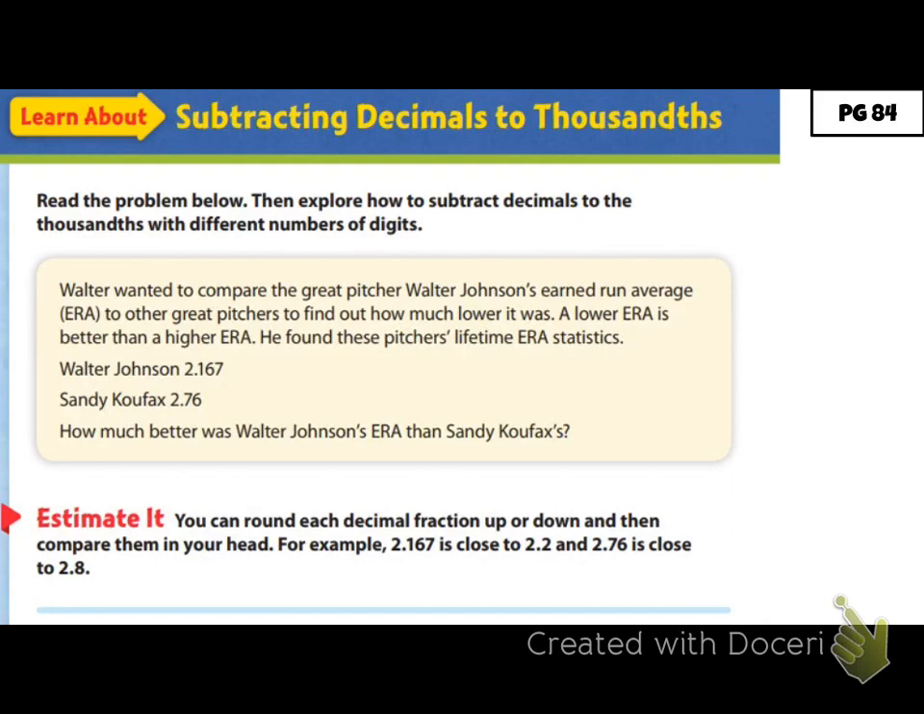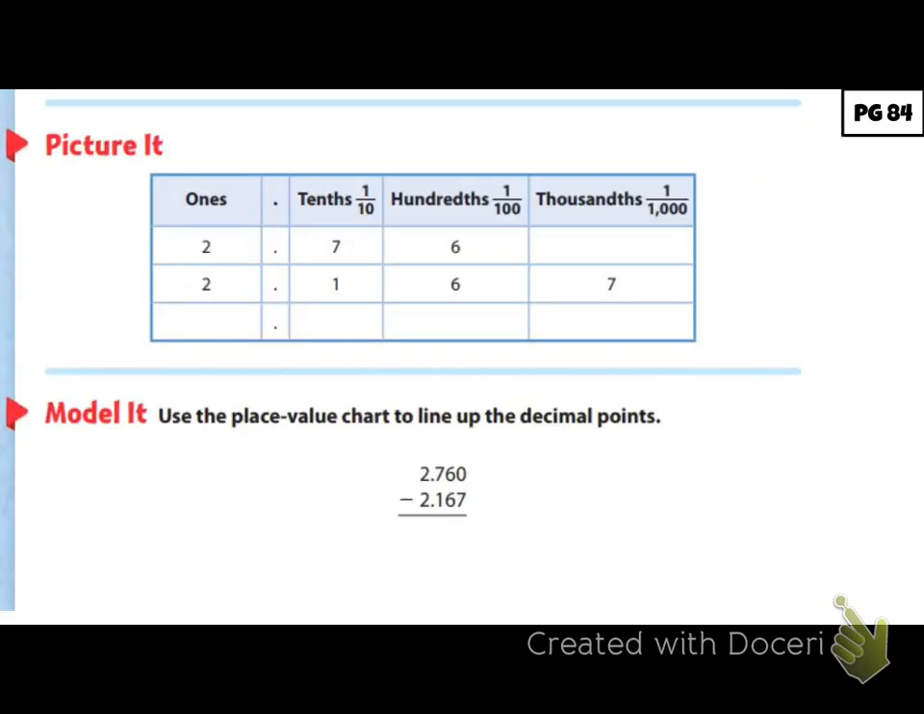Estimate it. You can round. Again, 2.167 is close to 2 and 2/10. And 2 and 76 hundredths is close to 2 and 8/10. Picture it. You can put the ones, the tenths, the hundredths, and the thousandths, or line them up with the model it.